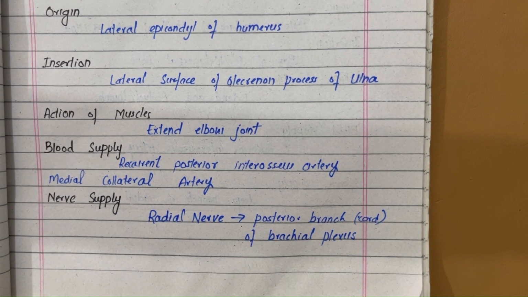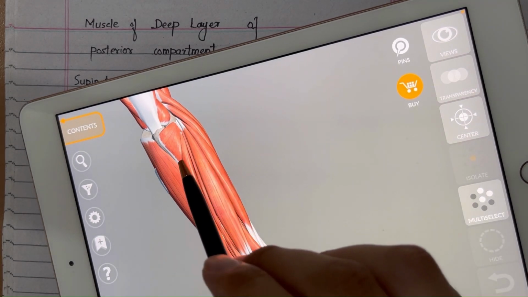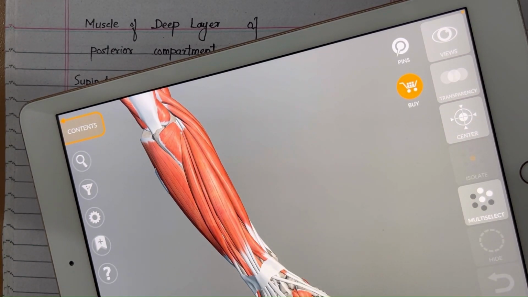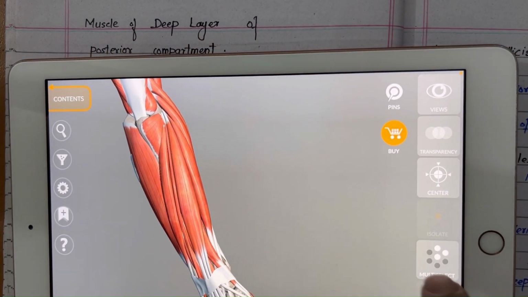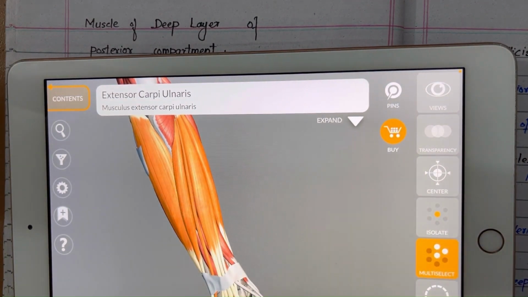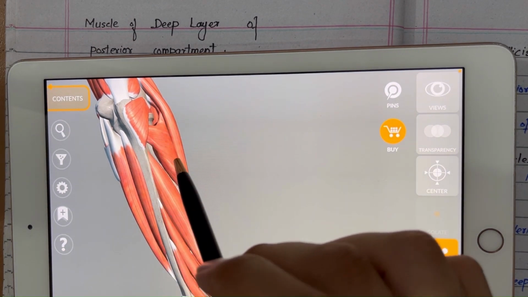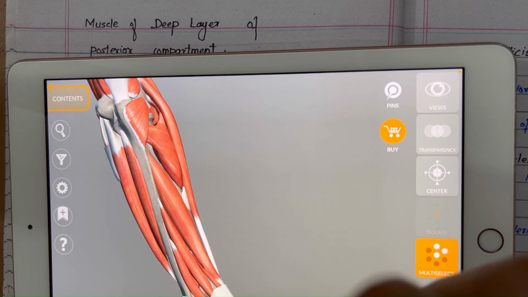So this was all about the muscles of the superficial layer of the posterior compartment of the forearm. As student, we have discussed the muscles of the superficial layer of the posterior compartment of the forearm. Now we will discuss the muscles of the deep layer. So first we will remove the superficial muscles. Now student, these are the muscles in the deep layer of the posterior compartment of the forearm.